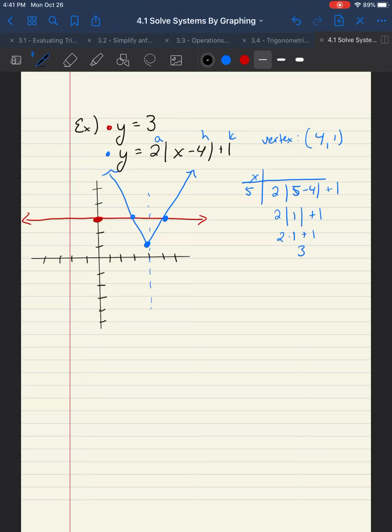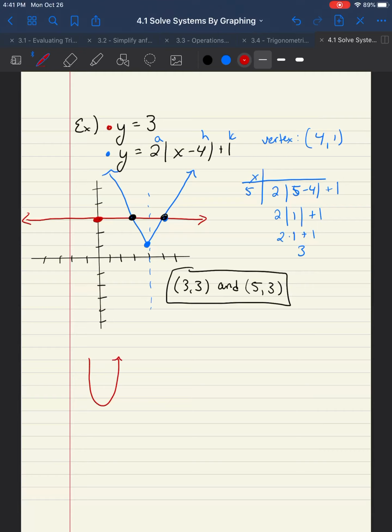Solution to the system is still the point or points where the graphs cross paths. So in this case, I have two coordinates here at 3, 3, and here at 5, 3. So this example had two solutions. Okay. So while I've got you here, just look at some different scenarios.